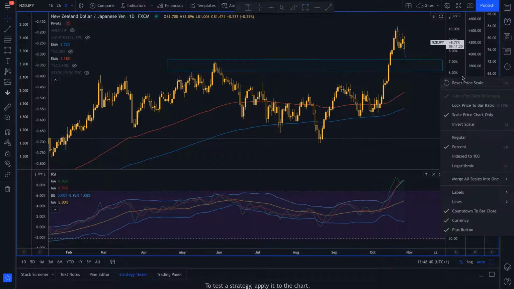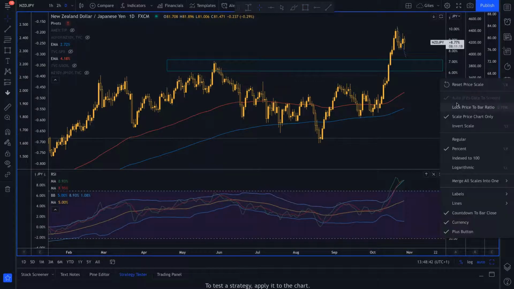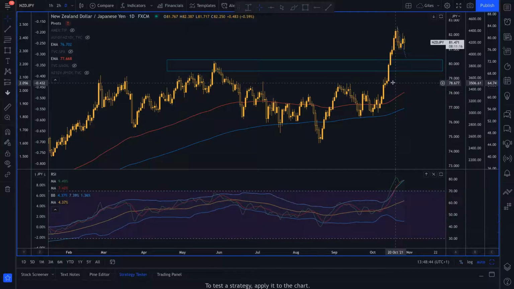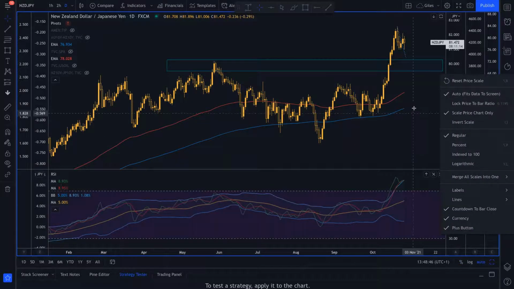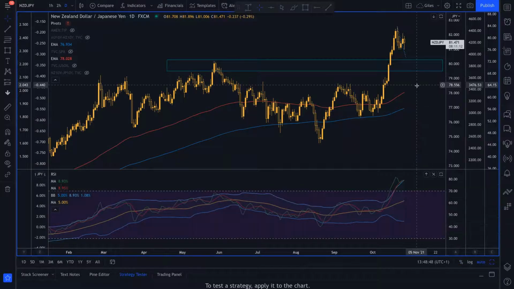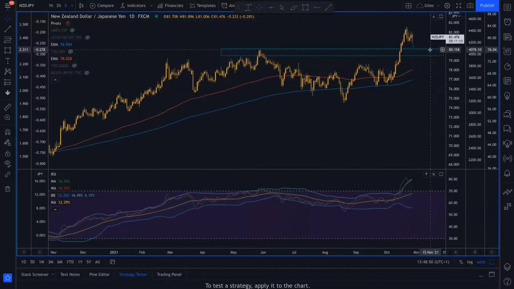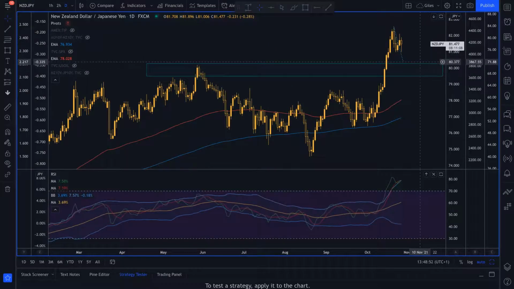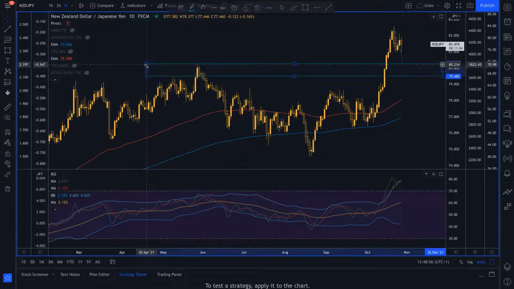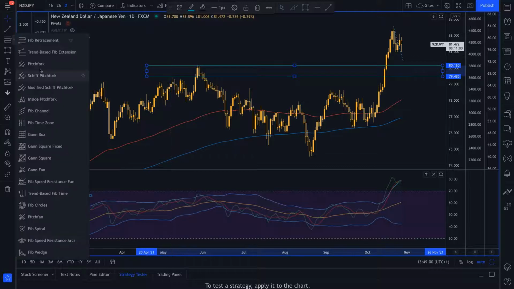If we just change the scale. Back down to that 80 region, I'd feel happier looking for an entry there around that 80-20 region. That would be a much happier region for going long.